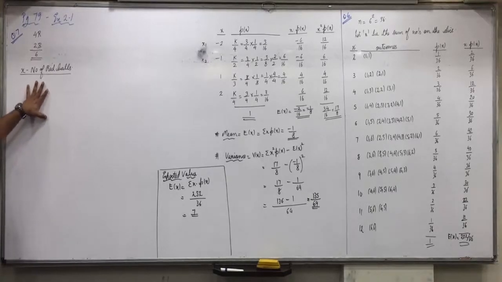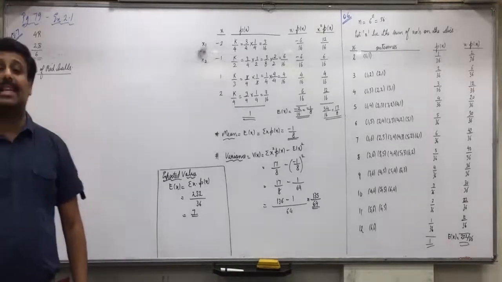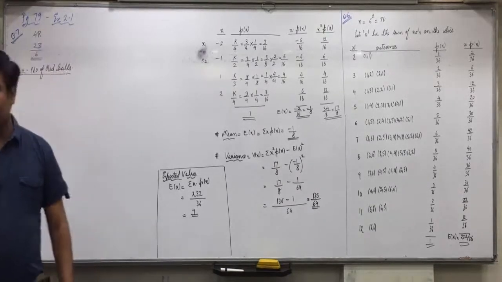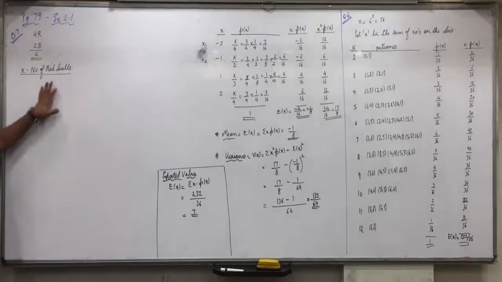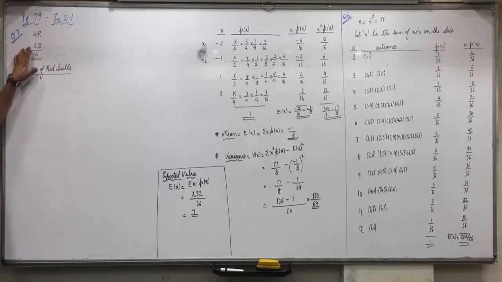Suppose we take that the number of red balls are 0. How many balls are selected? 3. So if I say 0 red balls, then there must be how many blue balls? 3, which is not possible because there are only 2 blue balls. So we cannot have the value 0.